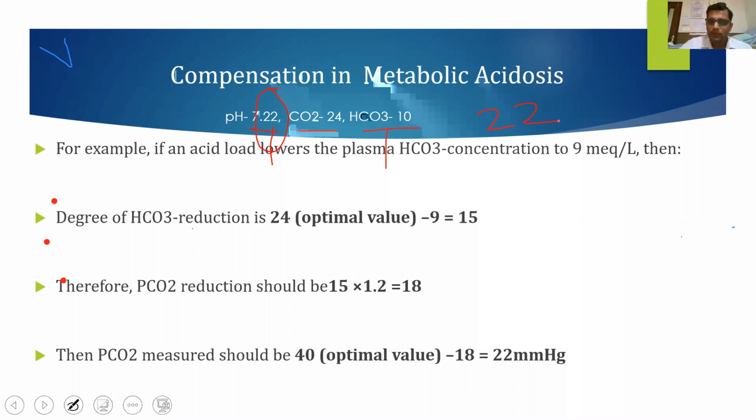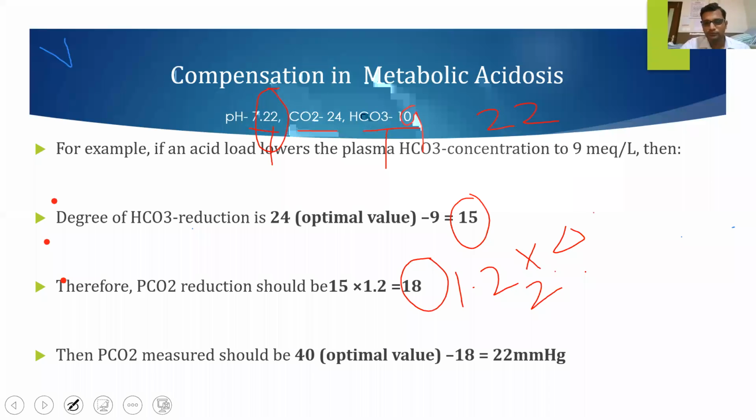Now the other way would be, what is the change in bicarbonate which has happened here? Consider it as 9. So the degree of bicarbonate reduction, if it is 9, it is 24 minus 9, it is 15. Now the PCO2 reduction should be, one formula is 1.2 times the change in bicarbonate. So 15 into 1.2 will be 18. That would be the expected change in PCO2. So the CO2 will fall from 40 by 18. So that will be, again, a value of 22.